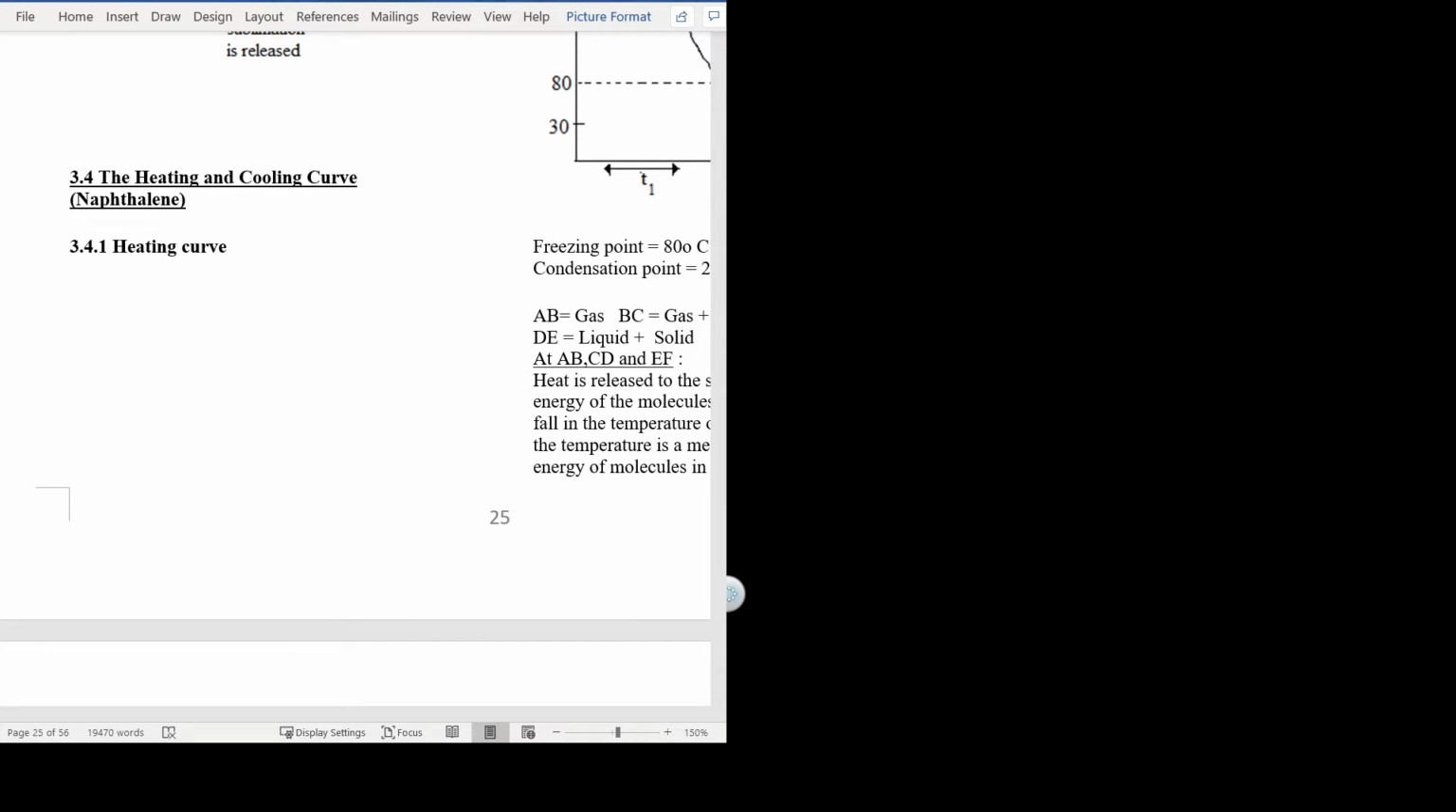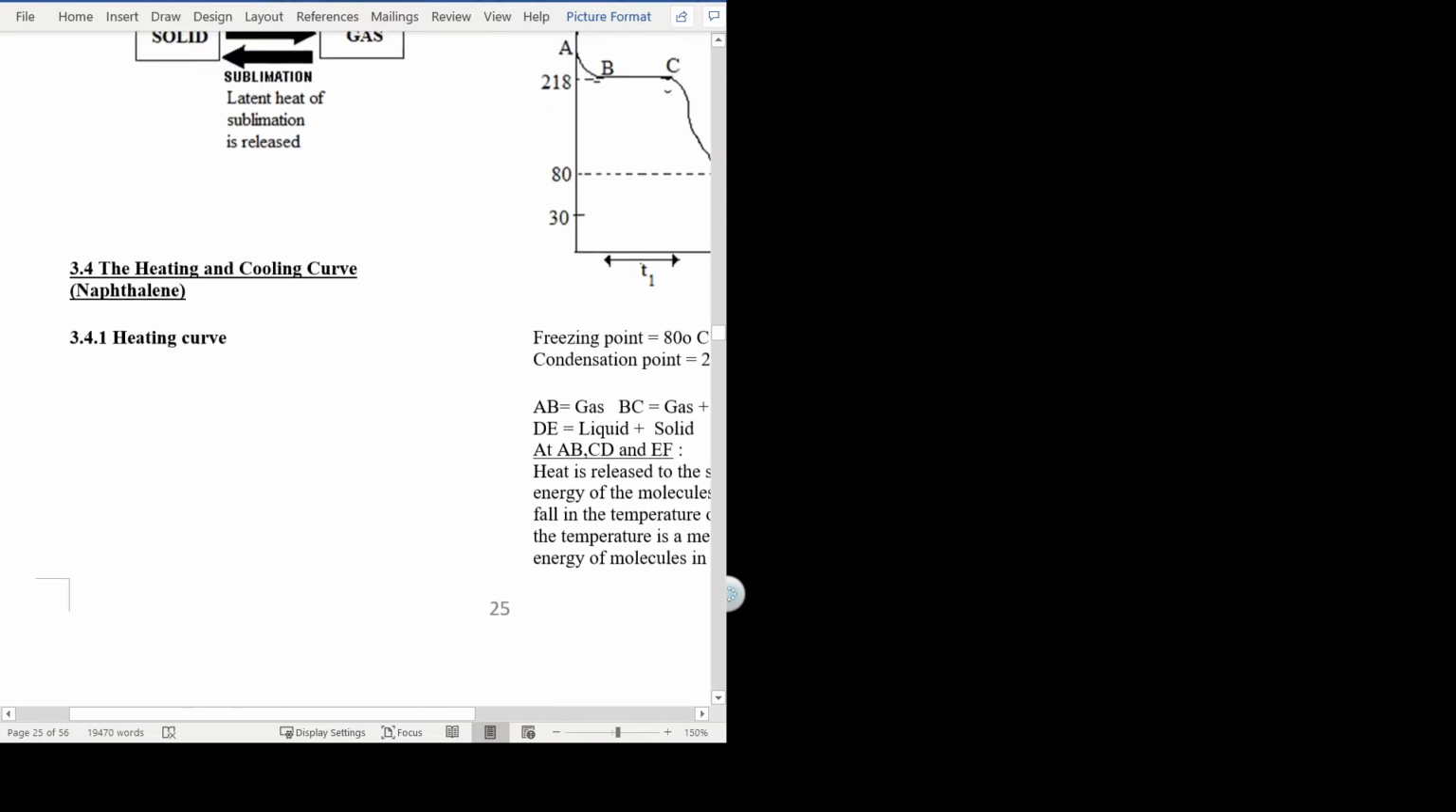Hello guys, in this video we look into the cooling curve. For example, here we bring you a naphthalene cooling curve. We look into the cooling curve and the heating curve, both of them. For example, we bring a naphthalene.